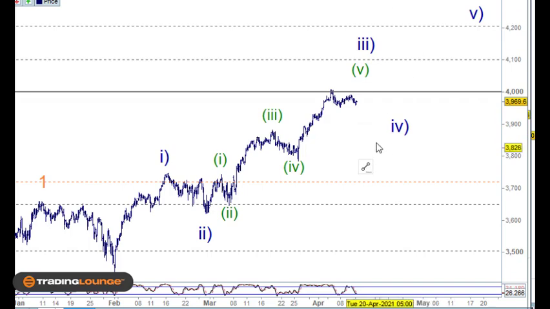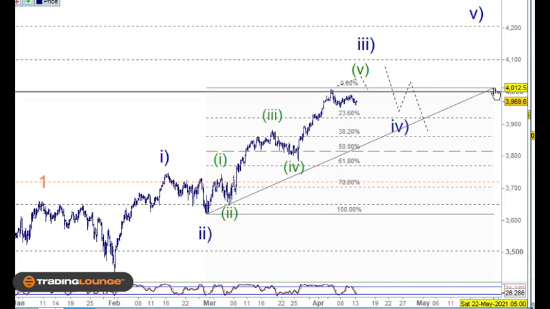This could be topped out here already, or there could be one more little high here. But either way, we'll still be looking for an ABC correction here, that in this case from this low to wherever that high is, I'll just take it to the current high, would pull back to the 38.2% retracement level. Now we've got trades in this.